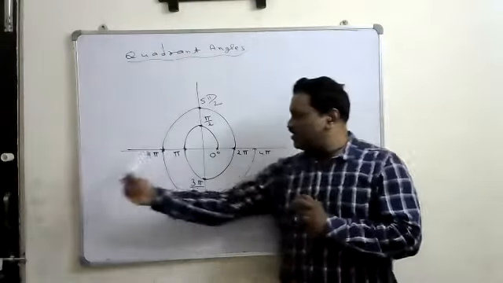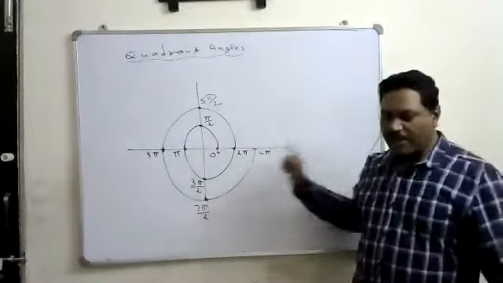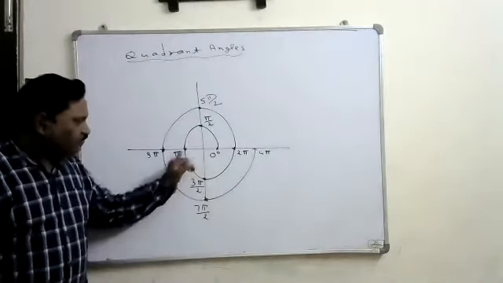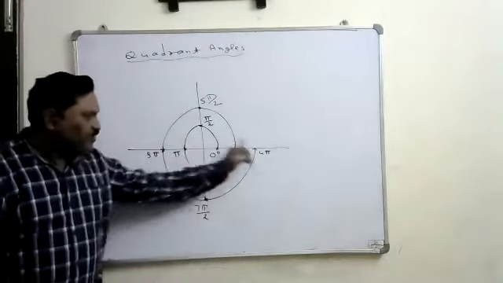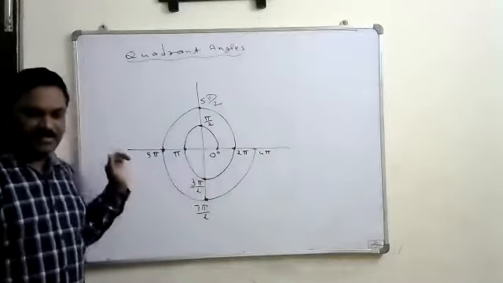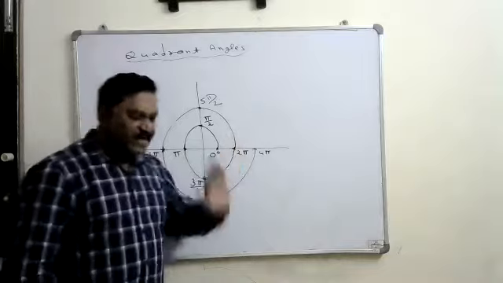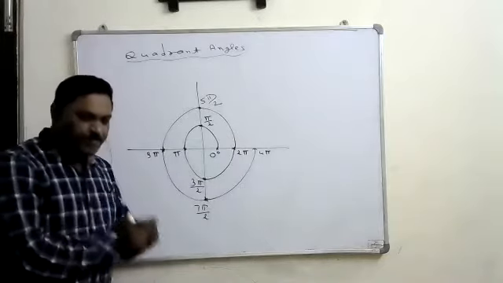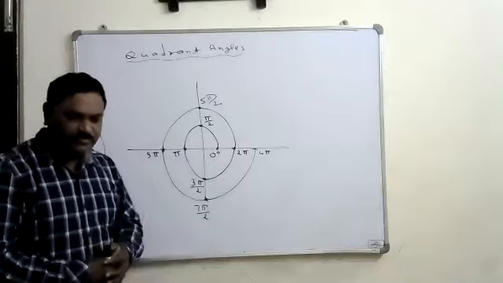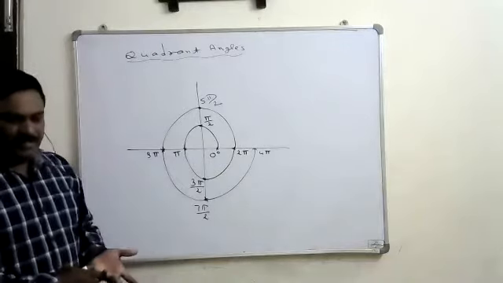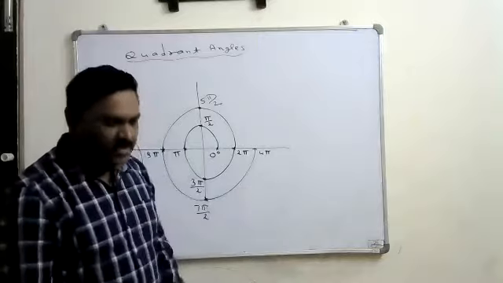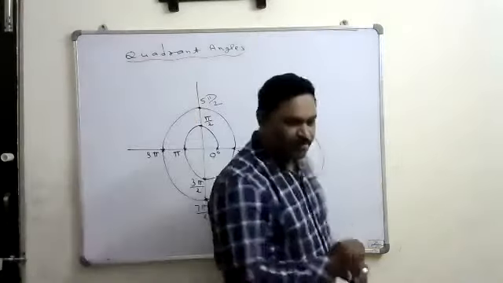Now observe the quadrant angles on the x-axis. What are the quadrant angles on the x-axis? 0, pi, 2 pi, 3 pi, 4 pi, 5 pi, 6 pi, 7 pi, 8 pi, 9 pi, etc. All these represent integral multiples of pi: 0 into pi, 1 into pi, 2, 3, 4, all these are integer values. Integral multiples of pi lie on the x-axis. So this is a point you have to remember.